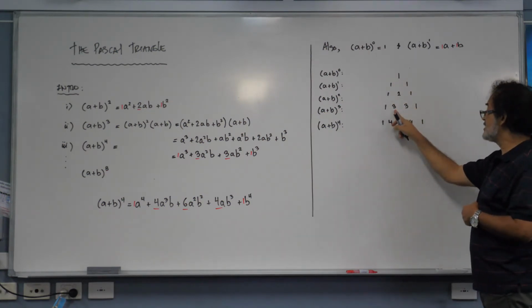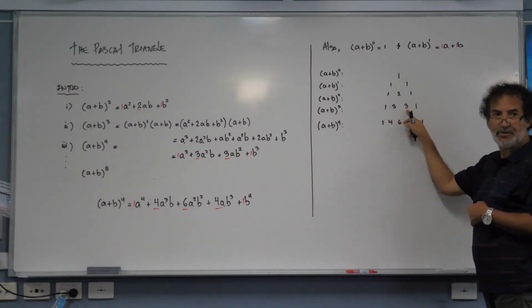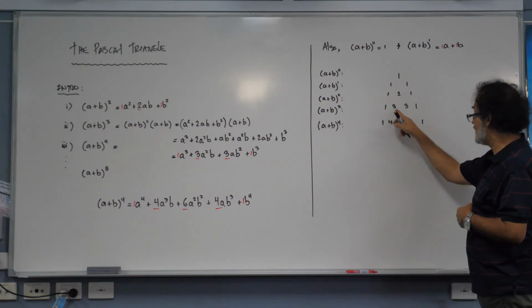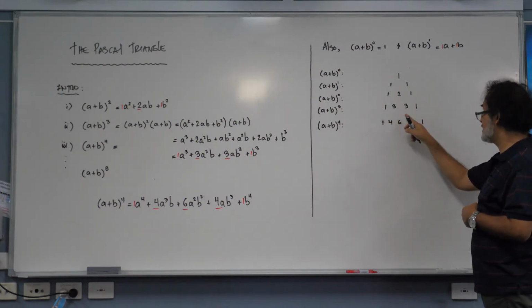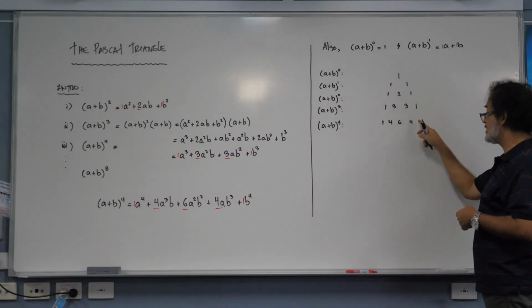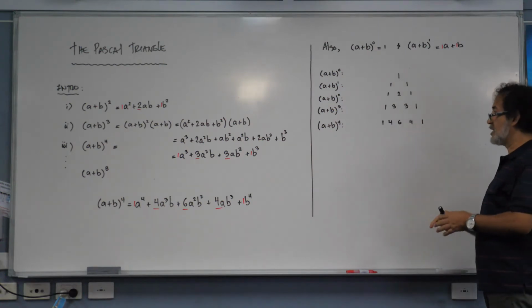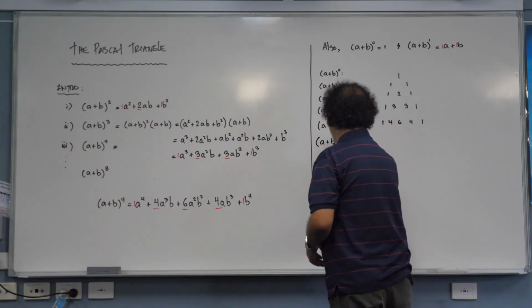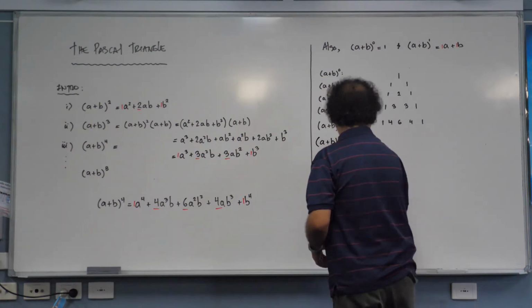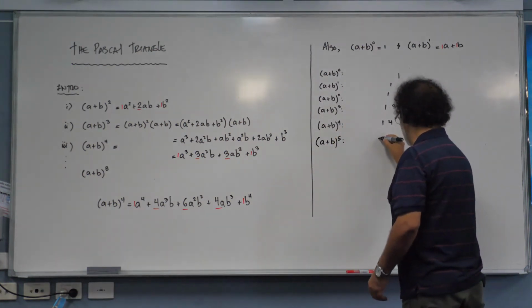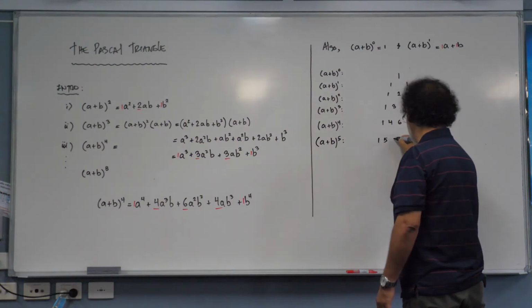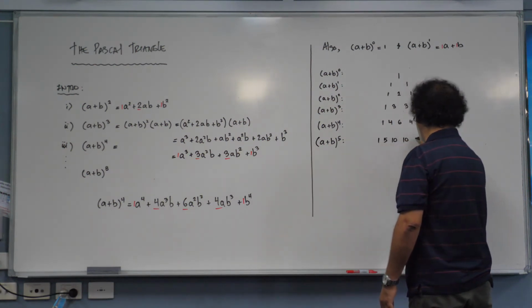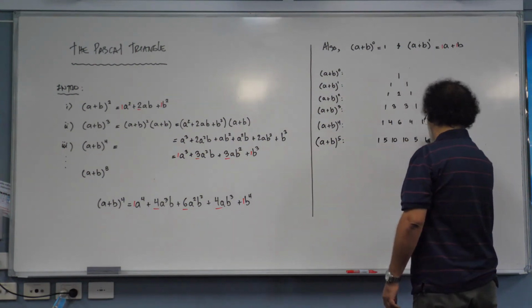And then this number is coming from 1 plus 2 is equal to 3, 2 plus 1 is equal to 3. Then 1 plus 3 is equal to 4, 3 plus 3 is equal to 6, and 3 plus 1 is equal to 4. So what do you reckon is going to be the coefficient for the next one? 1, 5, 10, 10, 5, 1. That's it.